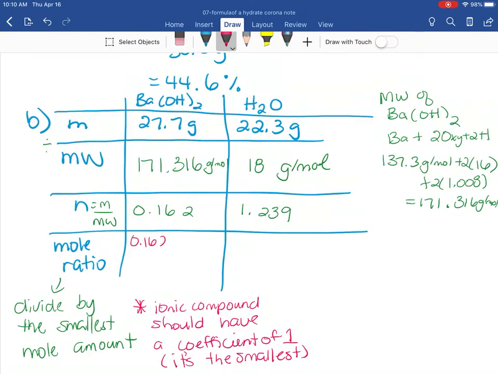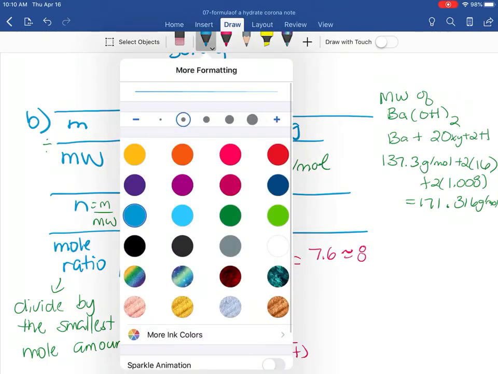Okay, so the mole ratio, so you do, I'll write out my work, 0.162 divided by 0.162. Again, there's the 1.239 divided by 0.162 is 7.6. Which that does not make sense. So again, we can round that, no problem. That is going to round to 8. If you prefer to put the approximately thing, you can do that.